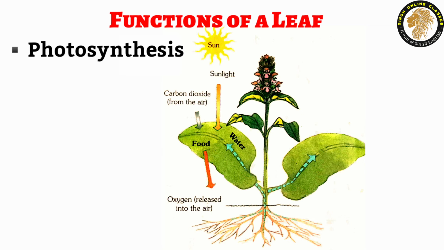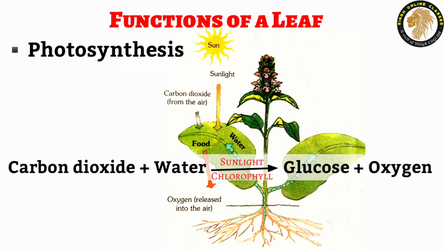So how can we define photosynthesis? The process by which a plant makes food from carbon dioxide and water in the presence of chlorophyll and sunlight is called photosynthesis. In the reaction you can see carbon dioxide plus water, and on the arrow we show chlorophyll and sunlight, and on the product side glucose and oxygen. So the left-hand side has the reactants and the right-hand side has the products during photosynthesis.